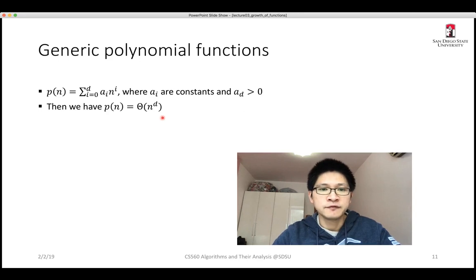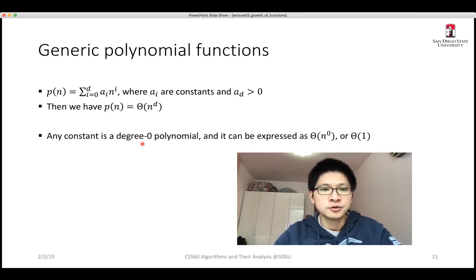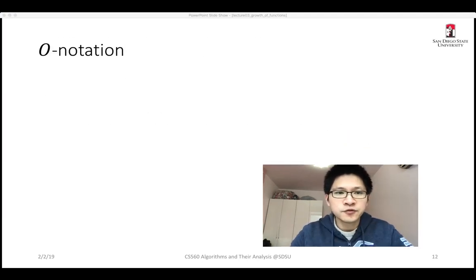That means n to the power of d is a tight upper bound and lower bound for this generic polynomial function. Here we don't give the proof, and all you need to do is remember this rule. The rule of thumb is to see what the highest order is within the polynomial, and the polynomial is always bounded by the highest order, which in this case is n to the power of d. And any constant can be written as a degree 0 polynomial, something to the power of 0, so it can be expressed as theta of n to the power of 0, or simply theta of 1. So much for the theta notation.